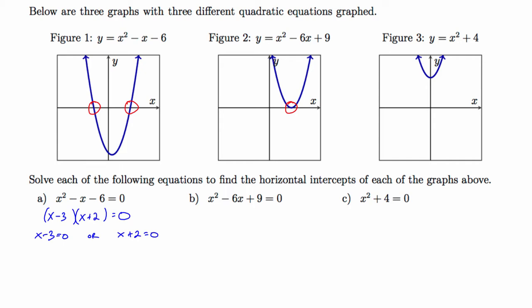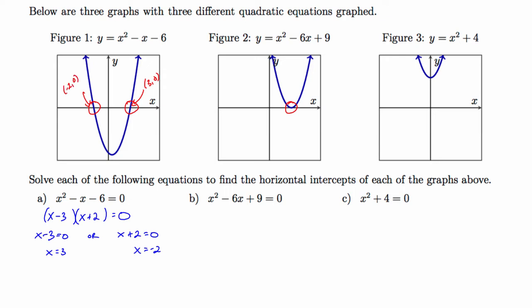The only way that x minus 3 equals 0 is if x equals 3, and the only way that x plus 2 equals 0 is if x is equal to negative 2. So this particular quadratic equation had two solutions for the same reason that our particular graph above had two x-intercepts. From the work we have just done, I can now determine that one x-intercept is the point (3, 0), while the other x-intercept is the point (negative 2, 0).